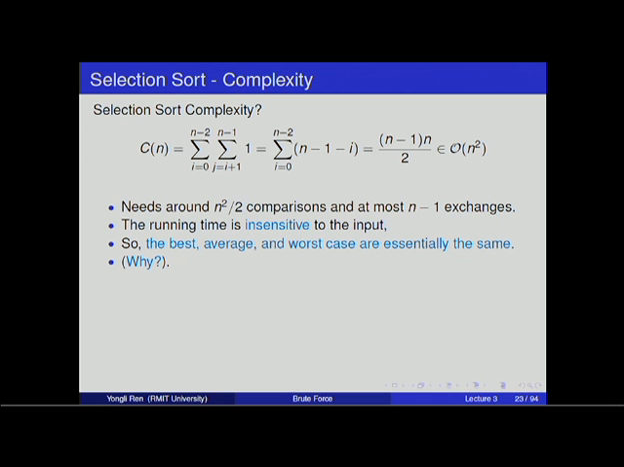Since it has to go all the way through the list each time, it can't get any better than that. It has to go all the way through to the end to find the smallest first, and then it always has to go right to the end. 100% correct. That's the reason.